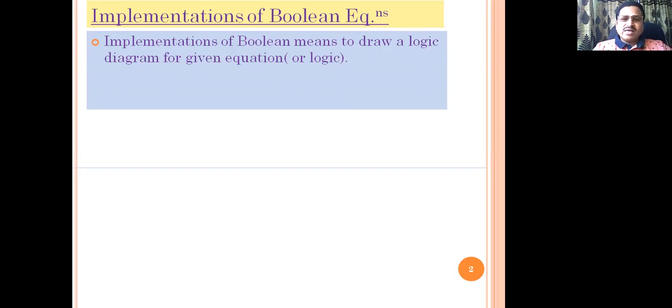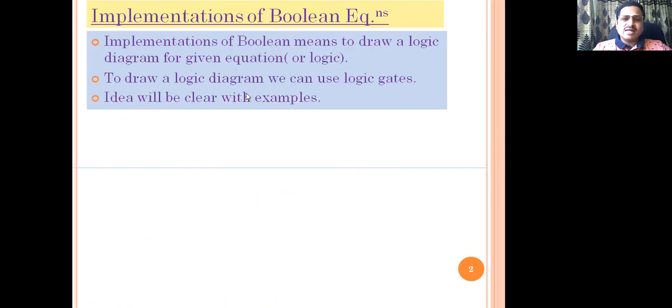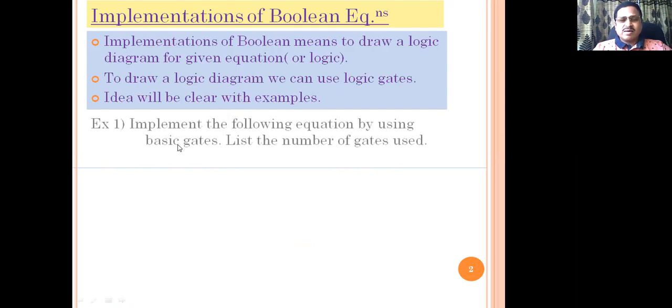So that logic we can implement by using logic gates, which means we have to draw a logic diagram using logic gates for the given expression or given logical operation. The idea will be more clear with the help of examples. We'll see one by one. Let's see the first example here.